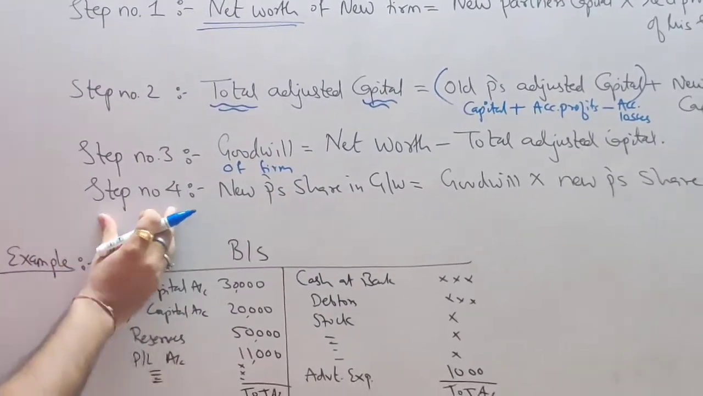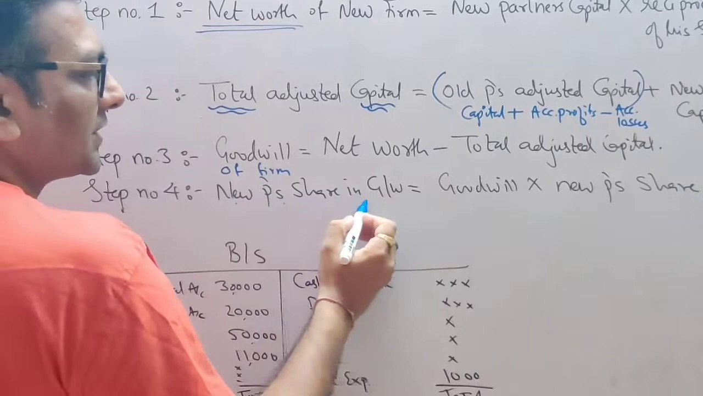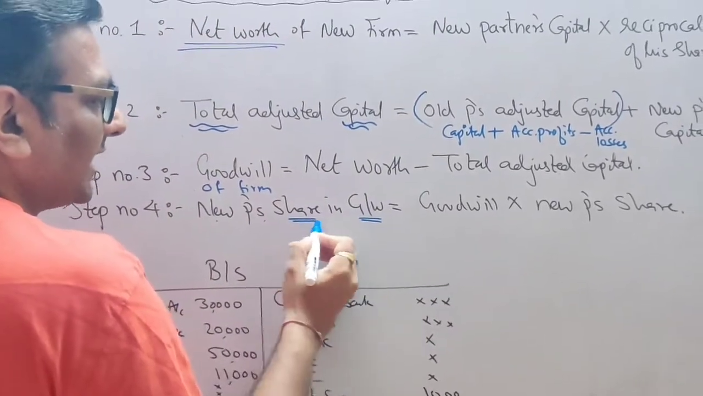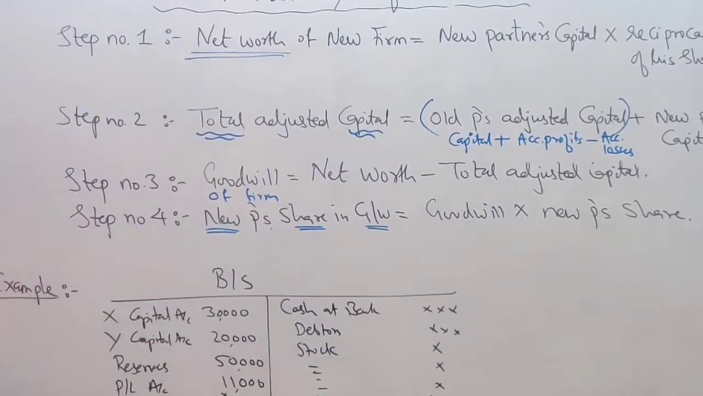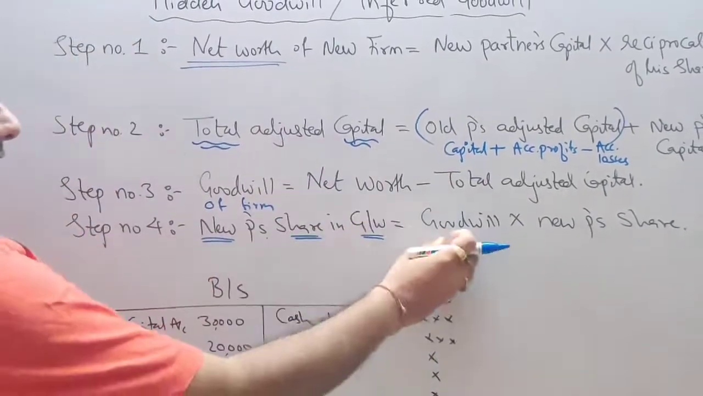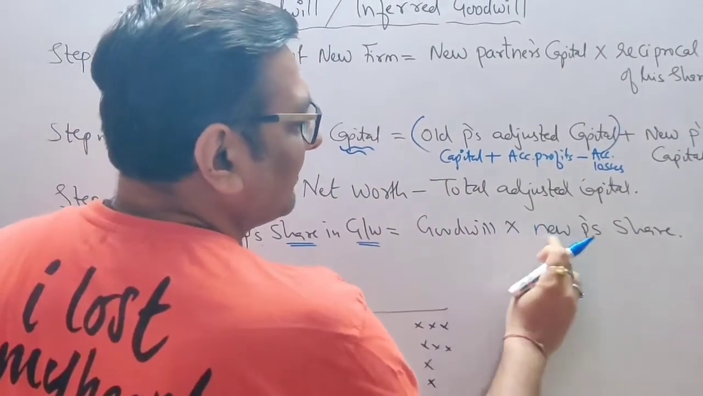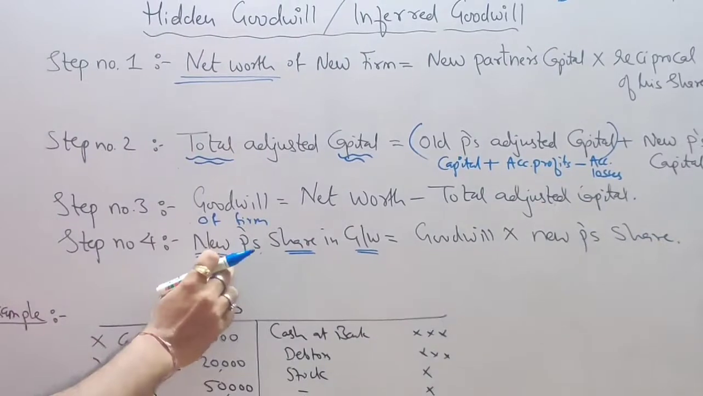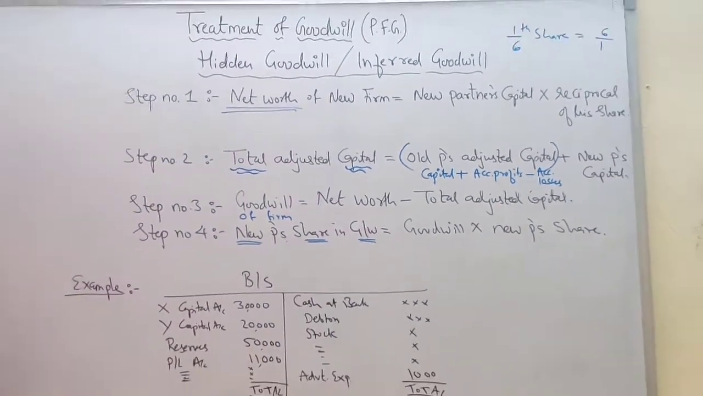In the last step, step number 4, the new partner's share in goodwill. You have to find the share of goodwill of the new partner. For that, whatever goodwill you calculated, multiply it with the new partner's share, and you will get the new partner's share in goodwill.